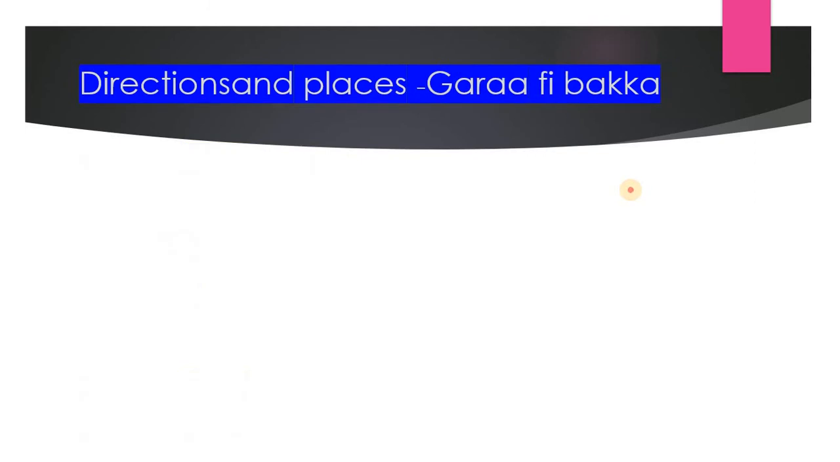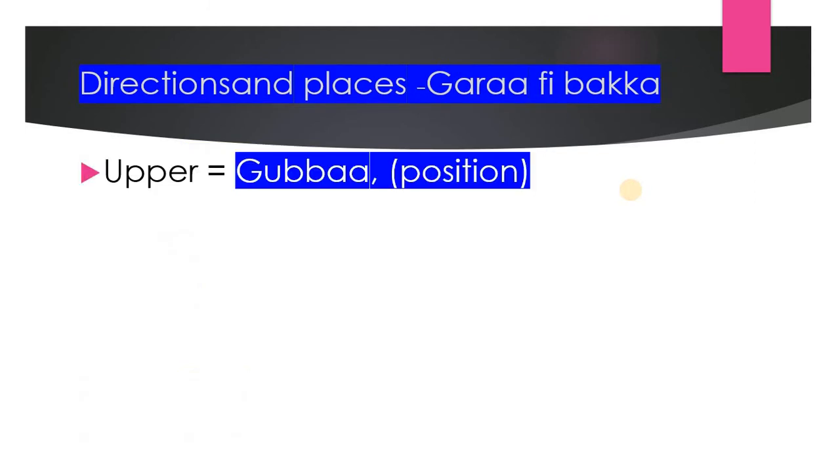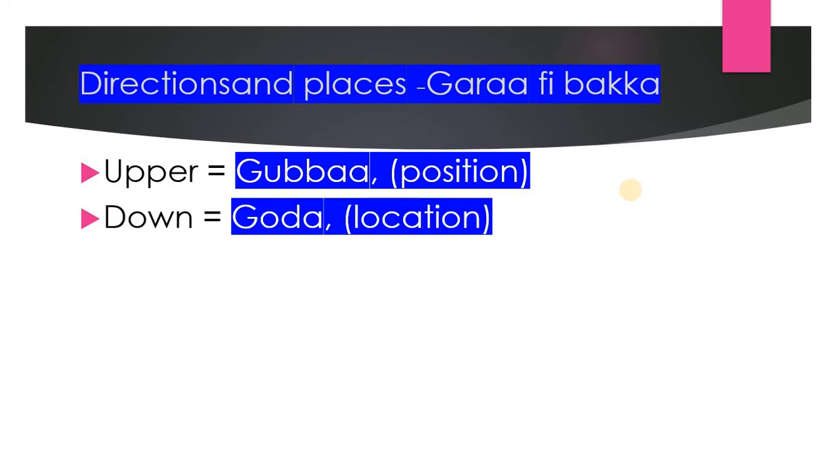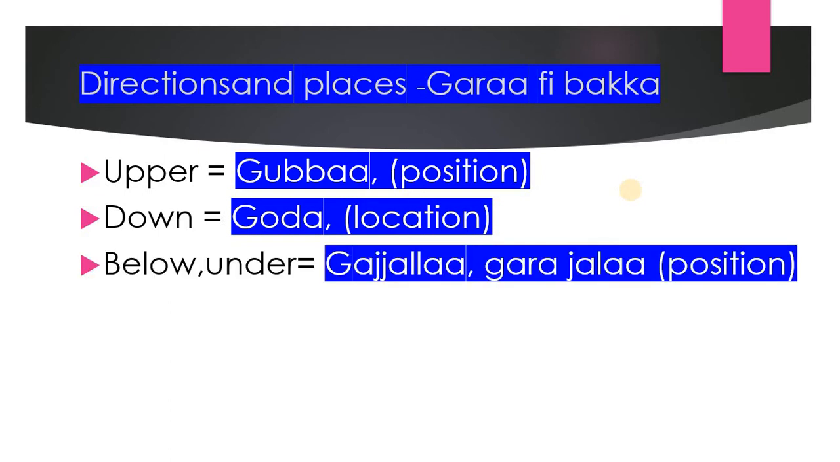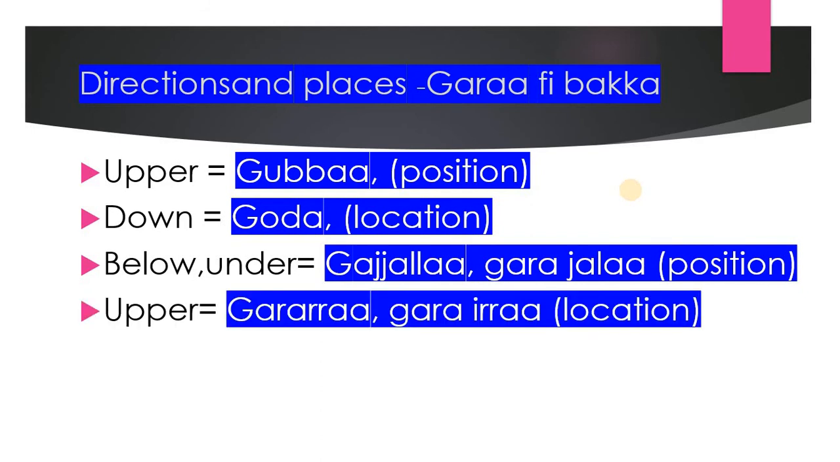They are very useful. Hear more of them. Upper, gubba. This is for a position. Down, goda. This is like for a location. Below or under, gajjalla, garajala. This is also a position. Upper, gararra. That's for a location.